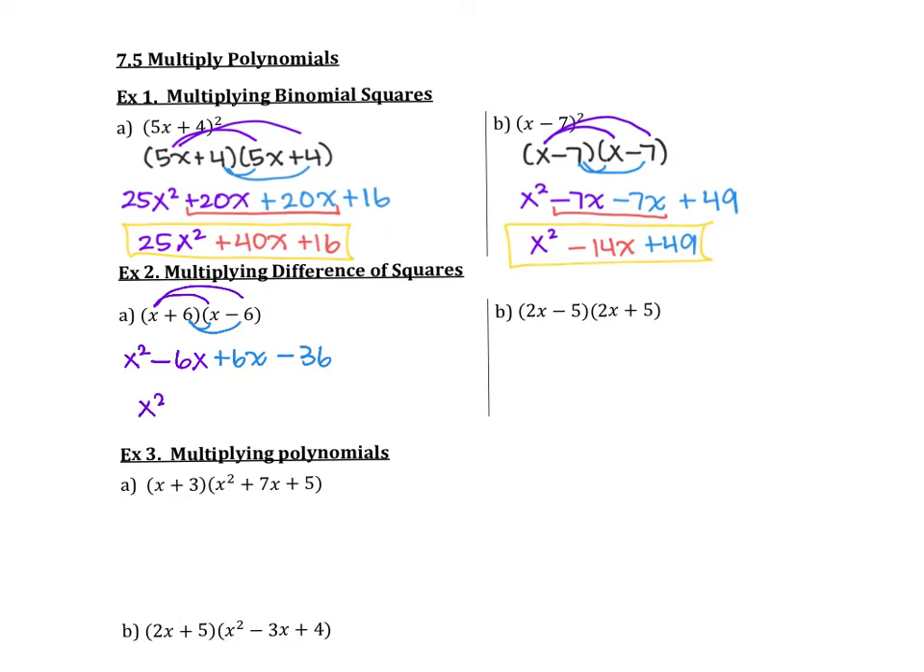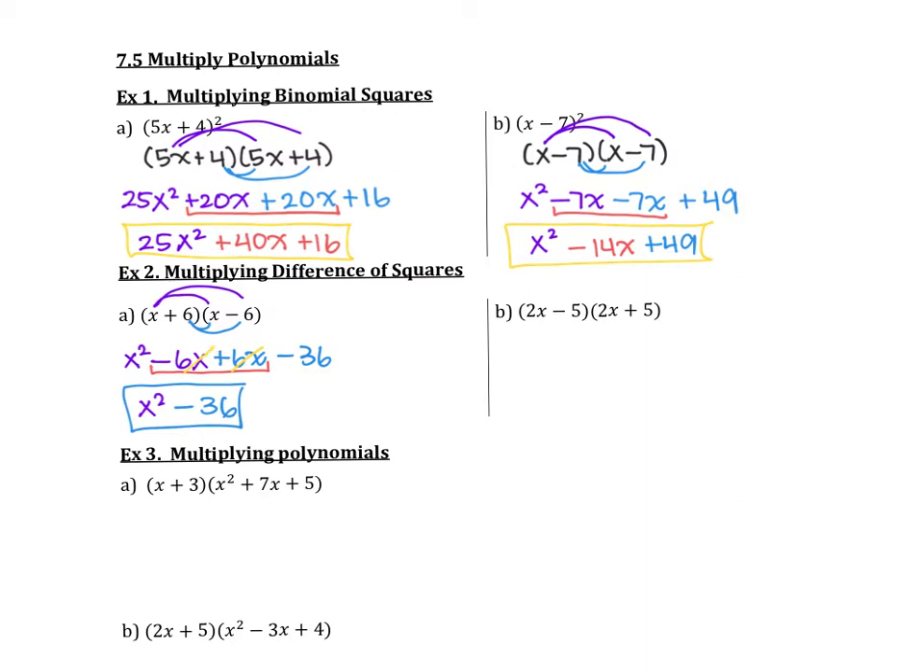Okay, now I have minus 6x and positive 6x, so I subtract. 6 minus 6 is nothing. So these actually cancel out. And so I'll just bring down the minus 36. So this is called a difference of squares because this is x squared minus 6 squared or something like that.